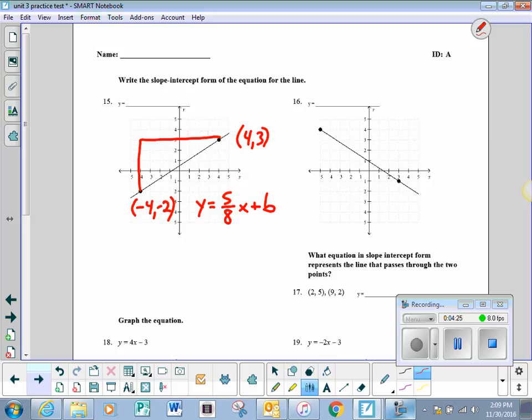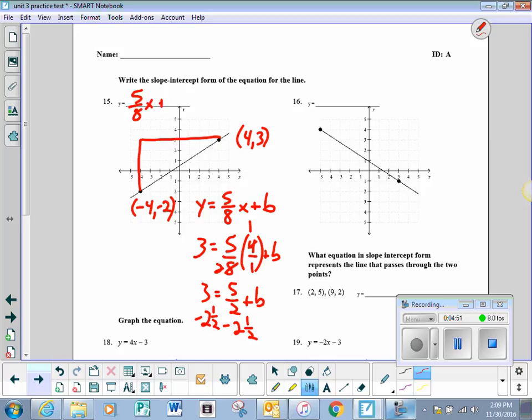Well, I can plug into the formula and find b. 3 equals 5/8 times 4 plus b. So 3 equals 5/2 plus b. When I subtract 5/2 or 2.5 from both sides, because that's what 5/2 is, I get b as a half. So I get an equation y equals 5/8 x plus 1/2.